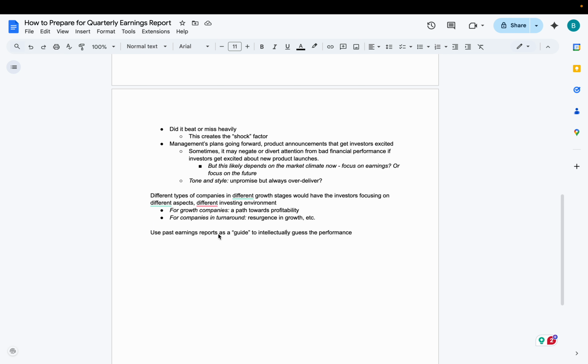So ultimately, whatever they're going to say on the day of the earnings report itself, they're going to disclose then. It's not something that you could just know unless you're an insider, right? So always use the past earnings report as a guide to intellectually guess the performance going ahead.